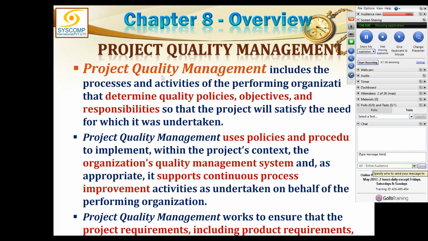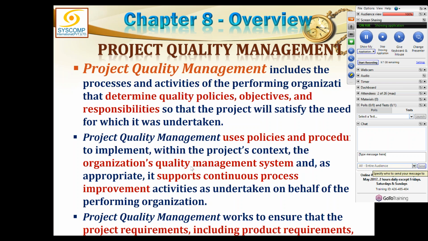Anyways, so the project quality management includes the processes and activities of the performing organization that determine quality policies, objectives, and responsibilities, so that the project will satisfy the needs for which it was undertaken. So you will look at what is the purpose of the project, and remaining within the purpose of the project, you establish the quality standards for that, and you outline those policies and procedures to implement within the project context.